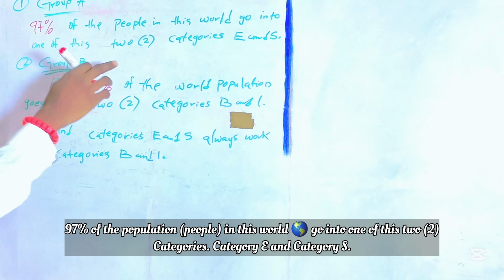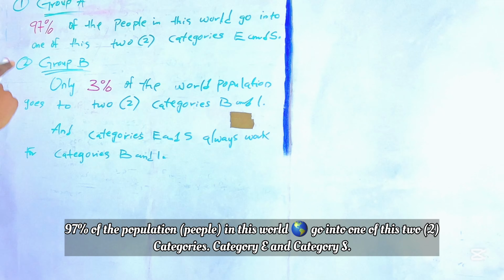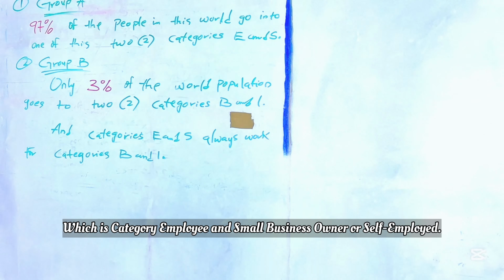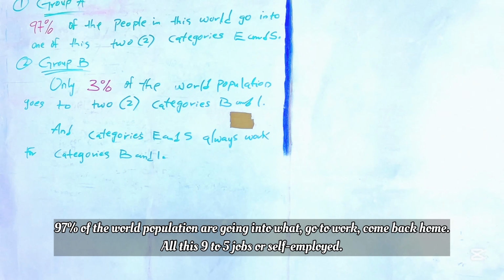97% of the population in this world go into one of these two categories, categories E and S, which is employee and small business owner or self-employed. 97% of the world population are going into what? Go to work, come back home. All this 9 to 5 job or self-employed.